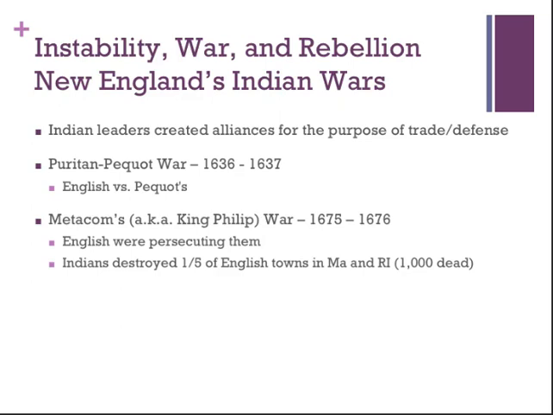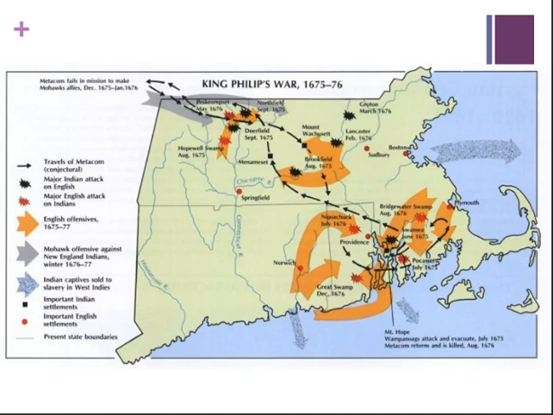You have Metacom's War, AKA King Philip's War, between 1675 and 1676. The English were persecuting the Native Americans, and the Indians destroyed one fifth of the English towns in Massachusetts and Rhode Island and killed over 1,000 people. So these colonists are coming over and they're not necessarily taking into account the people that have been there working with them. You had the Pilgrims, and obviously we know about Thanksgiving, where the Pilgrims were very influential, but there were a lot of problems that weren't really positive for these new colonies.